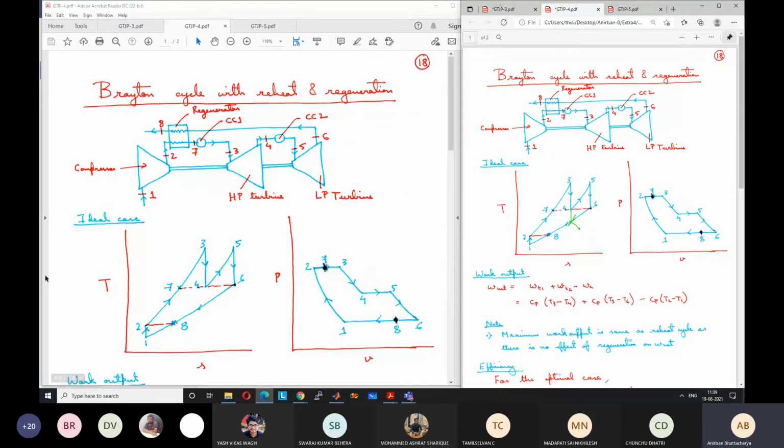So this is how the TS diagram looks. And as I have explained, because the temperature is quite high at the exhaust, compared to the simple Brayton cycle, because of the reheating, the scope of regeneration is increased. So this is a very effective process.